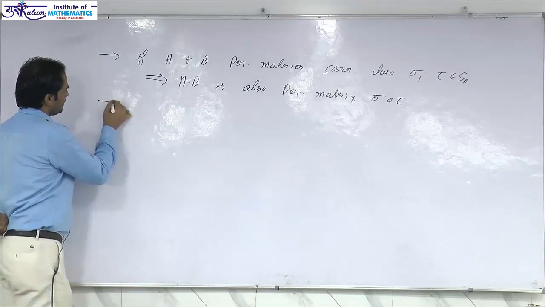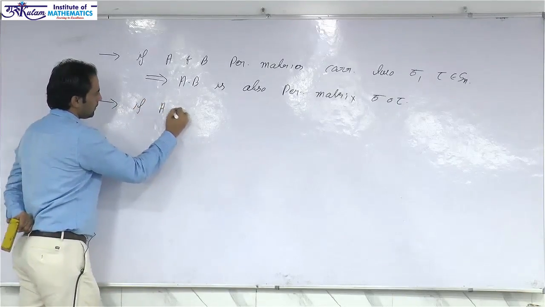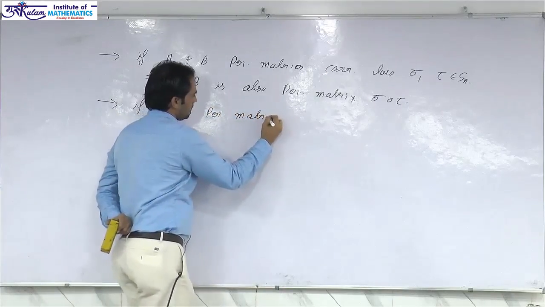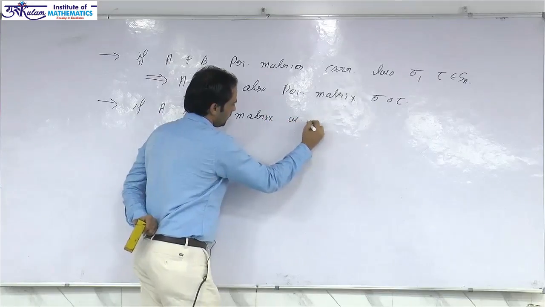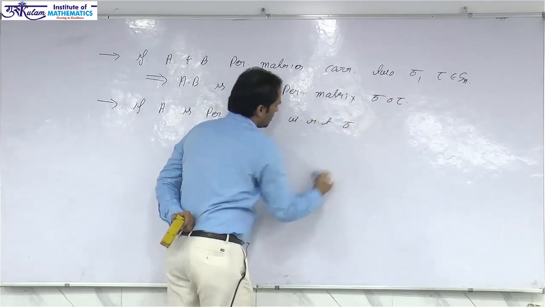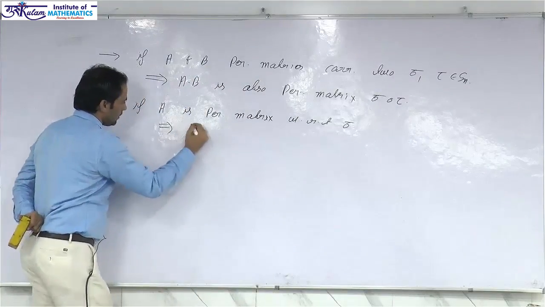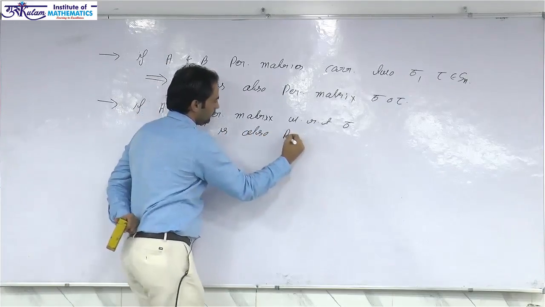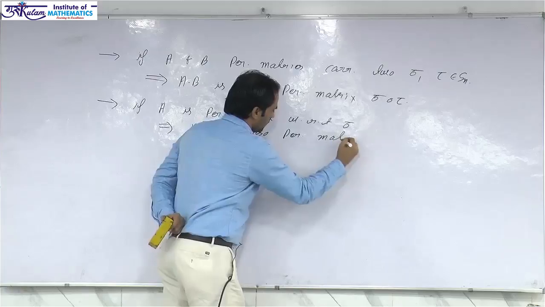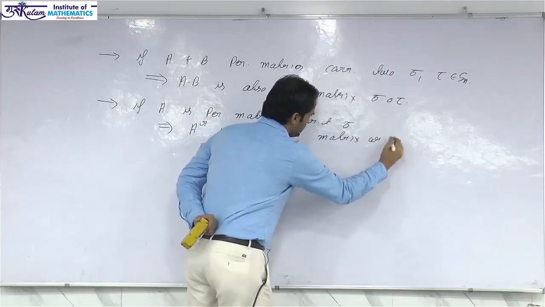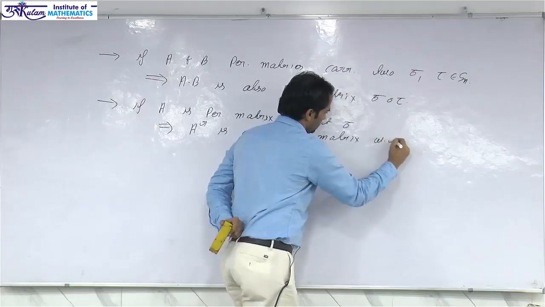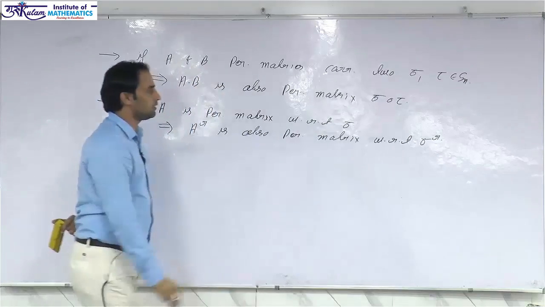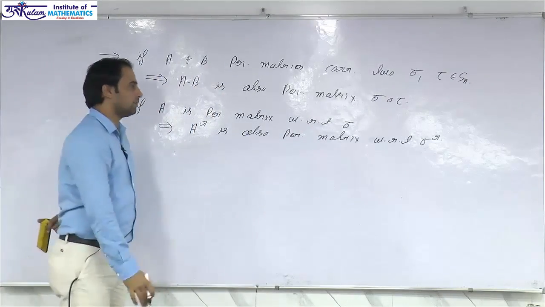Similarly, the second property is, if A is a permutation matrix with respect to sigma, then this implies A to the power R is also a permutation matrix with respect to sigma to the power R, where sigma to the power R is the composition of sigma R times.